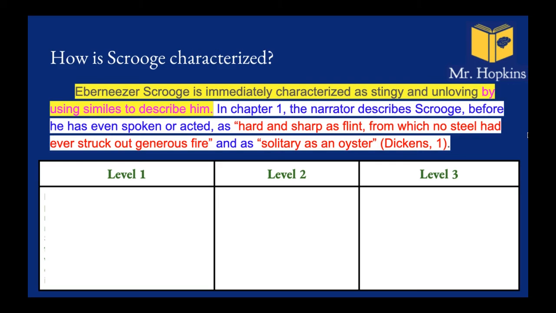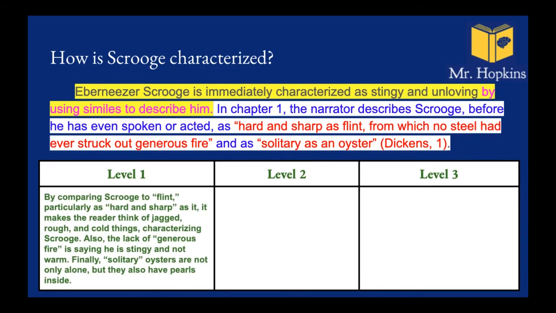So we have a metaphor and a simile there where it says, when you smack flint and steel, it creates sparks and fire, but he does not do that. He's not generous. He's also solitary as an oyster. Now, an oyster is an animal that has a pearl inside, which could suggest he's rich. So by comparing Scrooge to flint, particularly as hard and sharp, it makes the reader think of jagged, rough and cold things characterising Scrooge.